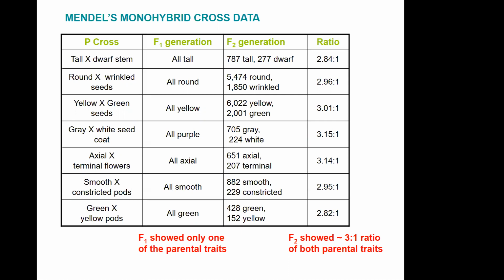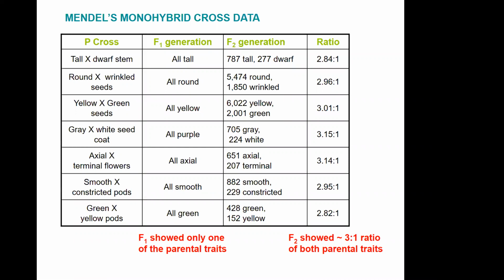So here's a definition. The dominant trait is that trait which appears in the F1 generation of a monohybrid cross. It's the trait which appears as the F1 phenotype in a monohybrid cross. Okay.